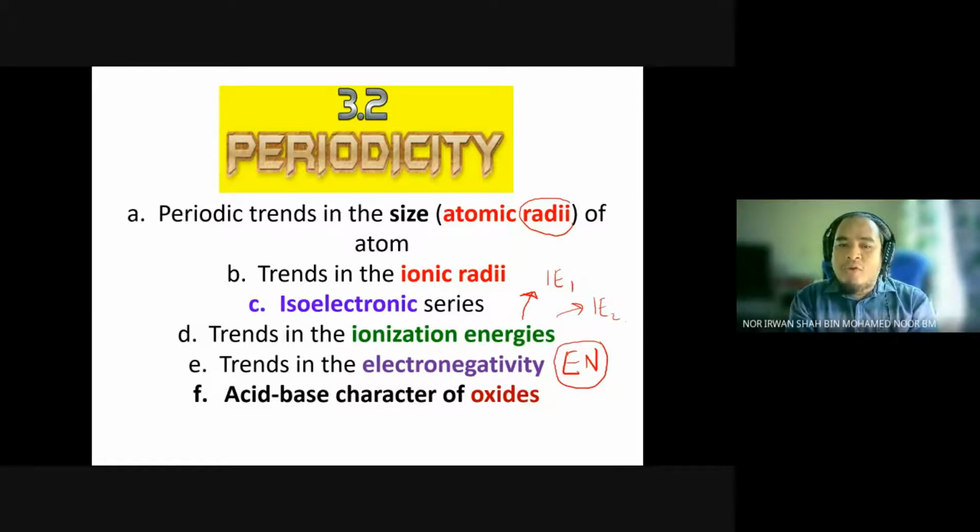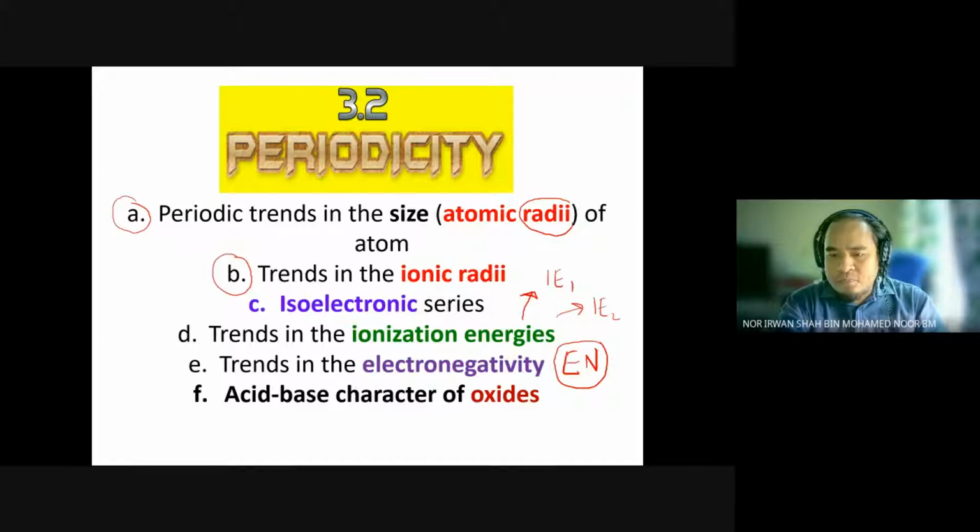Ini nantilah when we come to this final part of this chapter, kita akan discuss tentang this acid base character of oxides. Okay guys, so what you guys are going to learn in today's lesson? In today's lesson, okay, the trends in atomic radii. So insyaallah kita cubalah untuk kita bincangkan this trend dalam this lesson.